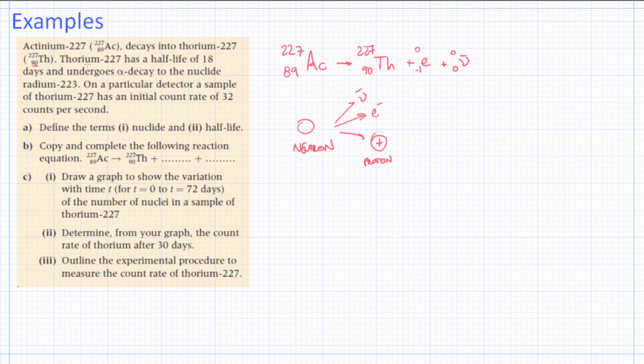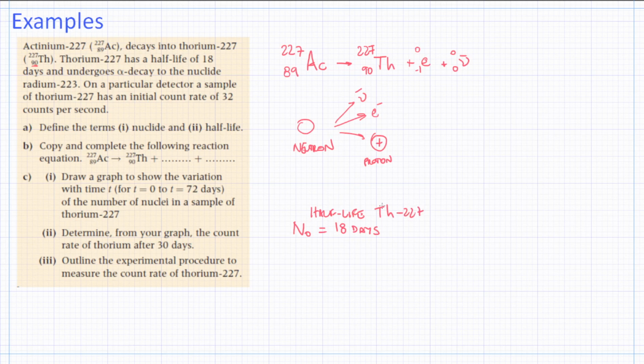Now let's continue. Thorium-227, which is one of the daughters here, has a half-life of 18 days and undergoes alpha decay to the nuclide radium-223. So first, we've got 18 days. That's our half-life for thorium-227.